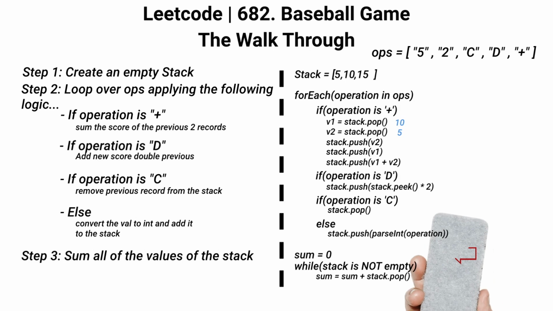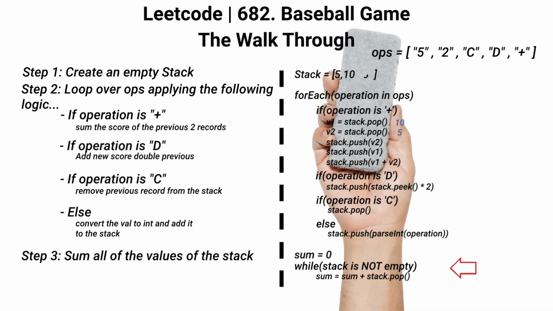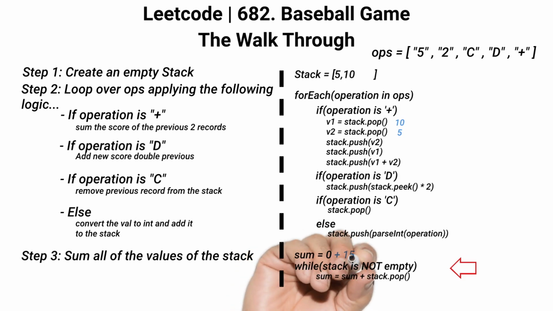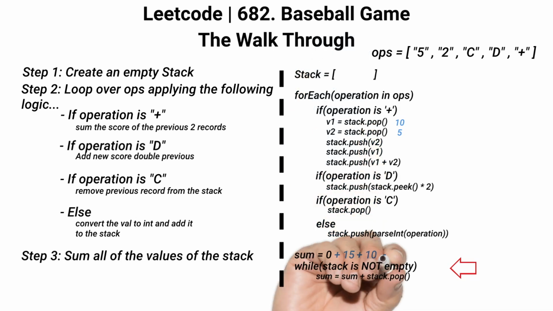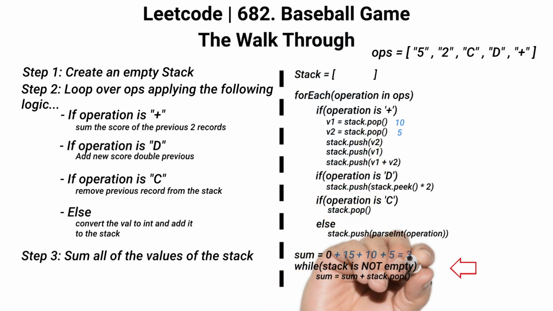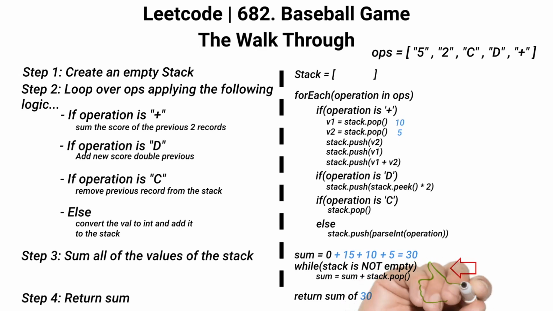Then we come down and we declare a sum equal to 0, and then while the stack is not empty, do sum plus stack pop, so sum plus 15 plus 10 plus 5 equals 30. And then step 4, return the sum of 30. And that is exactly what we wanted.